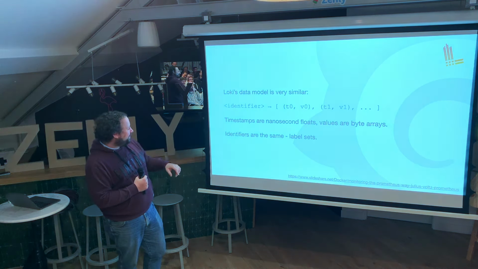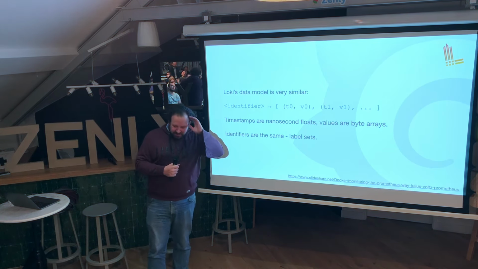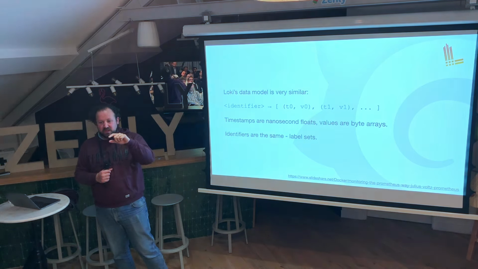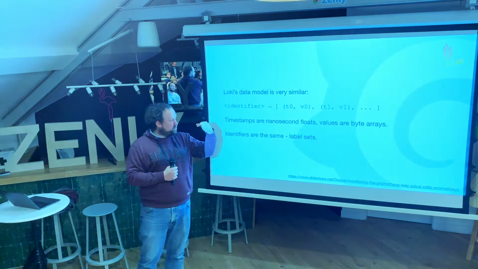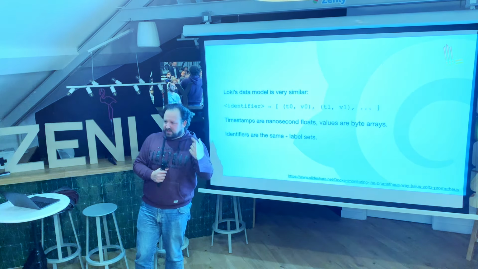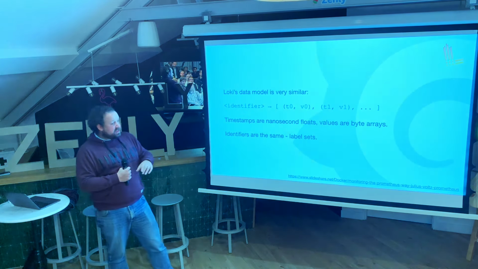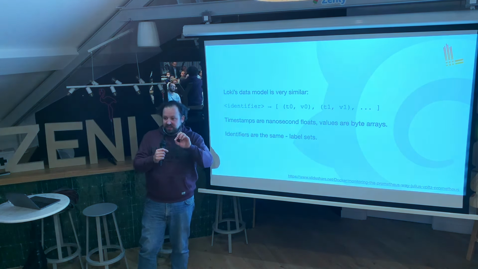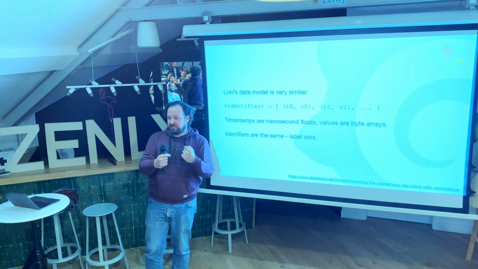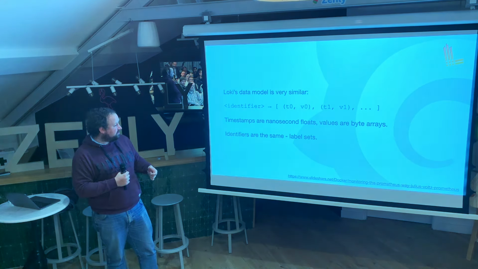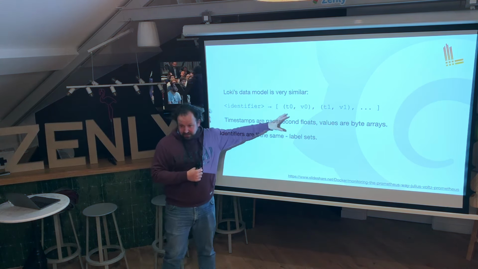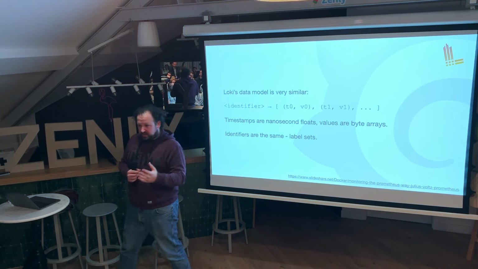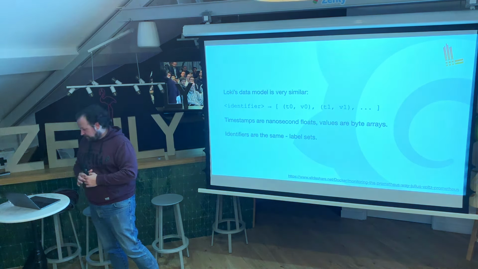I changed the logo. We had to make timestamps a bit more accurate, purely because in Prometheus your metrics come in very regularly, maybe every 15 seconds or every 30 seconds. But your log lines come in very irregularly. And so you need the nanoseconds just to dedupe two log lines that came in very close to each other. Obviously, the values are now byte arrays, because this is logs. But the identifiers are the same. They're just label sets. They're literally the same types in Go.